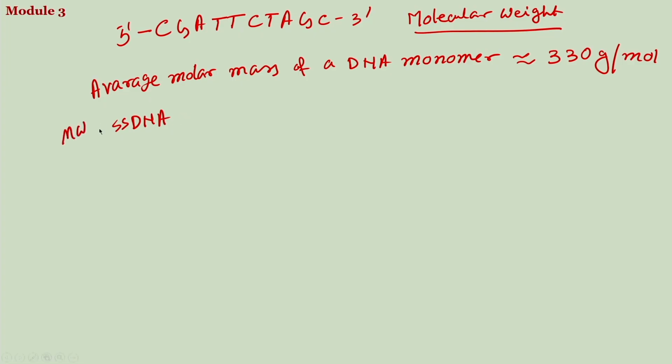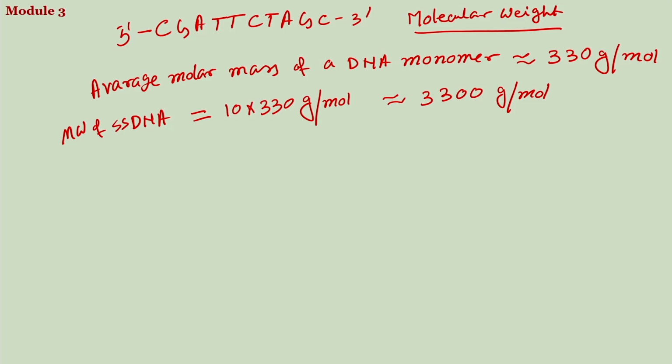So, therefore, for this single stranded DNA, the molecular weight of this particular DNA will be, how many bases you have? 1, 2, 3, 4, 5, 6, 7, 8, 9, 10. 10 into 330 gram per mole. So, approximately 3300 will be your approximate molecular weight of your given DNA. So, this is for the single stranded DNA.